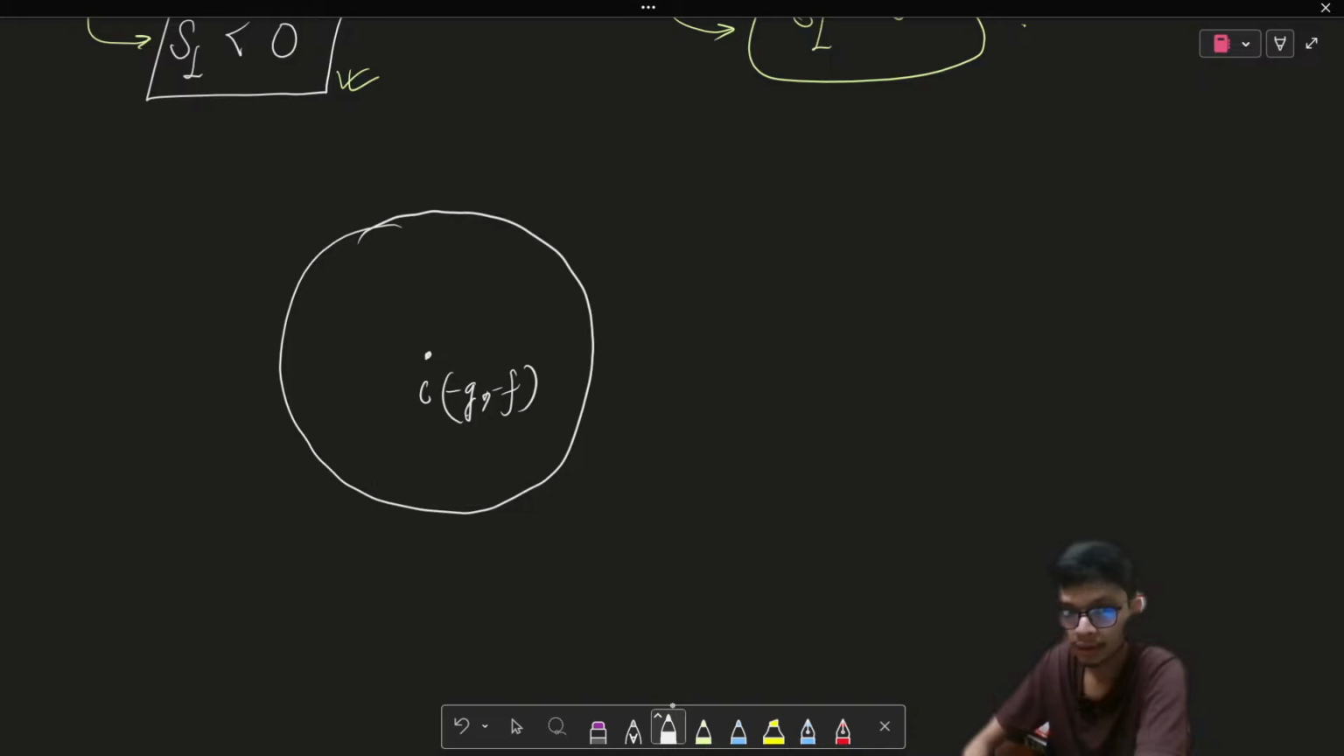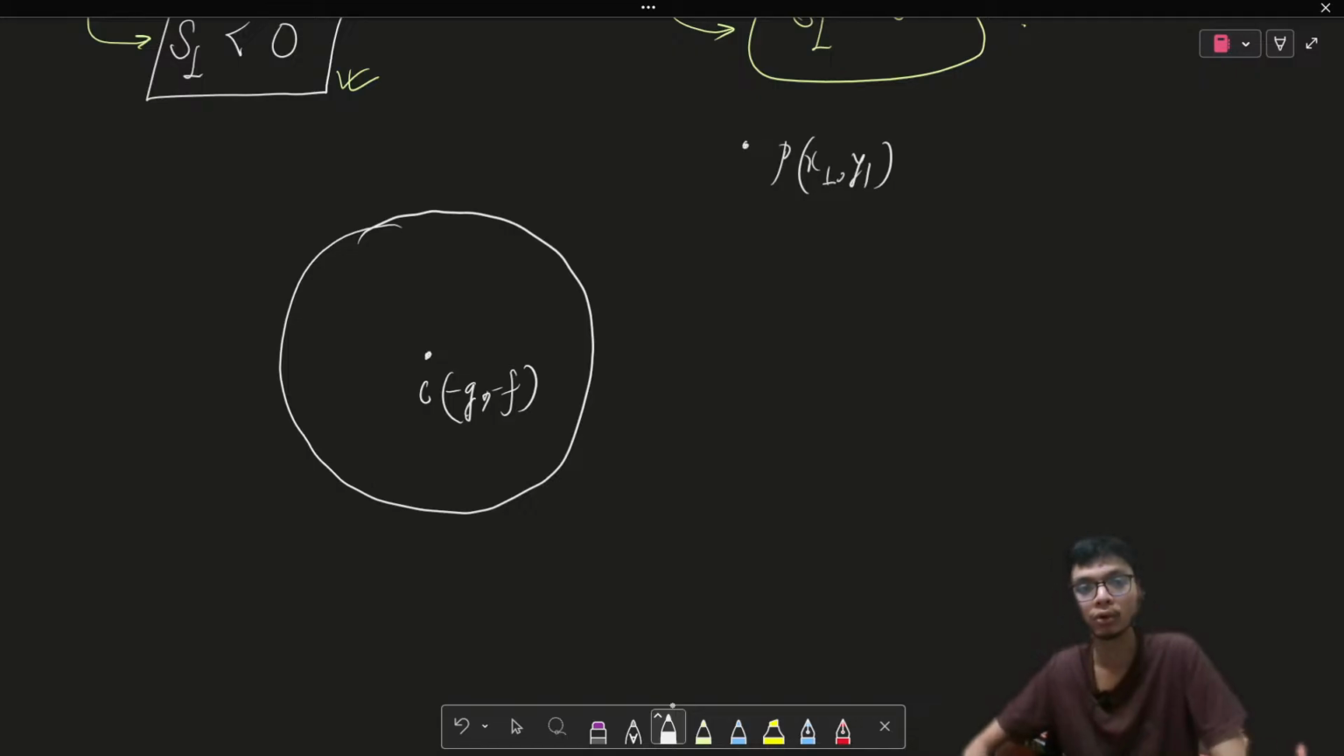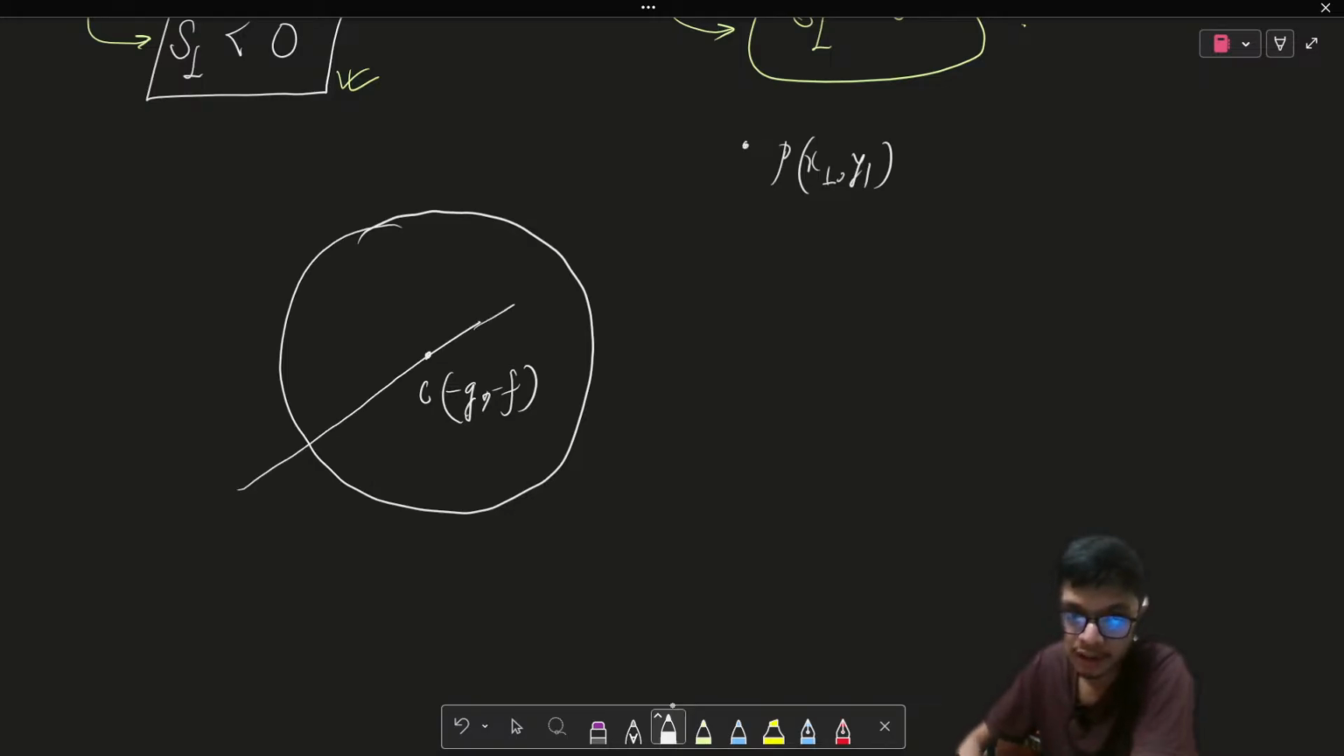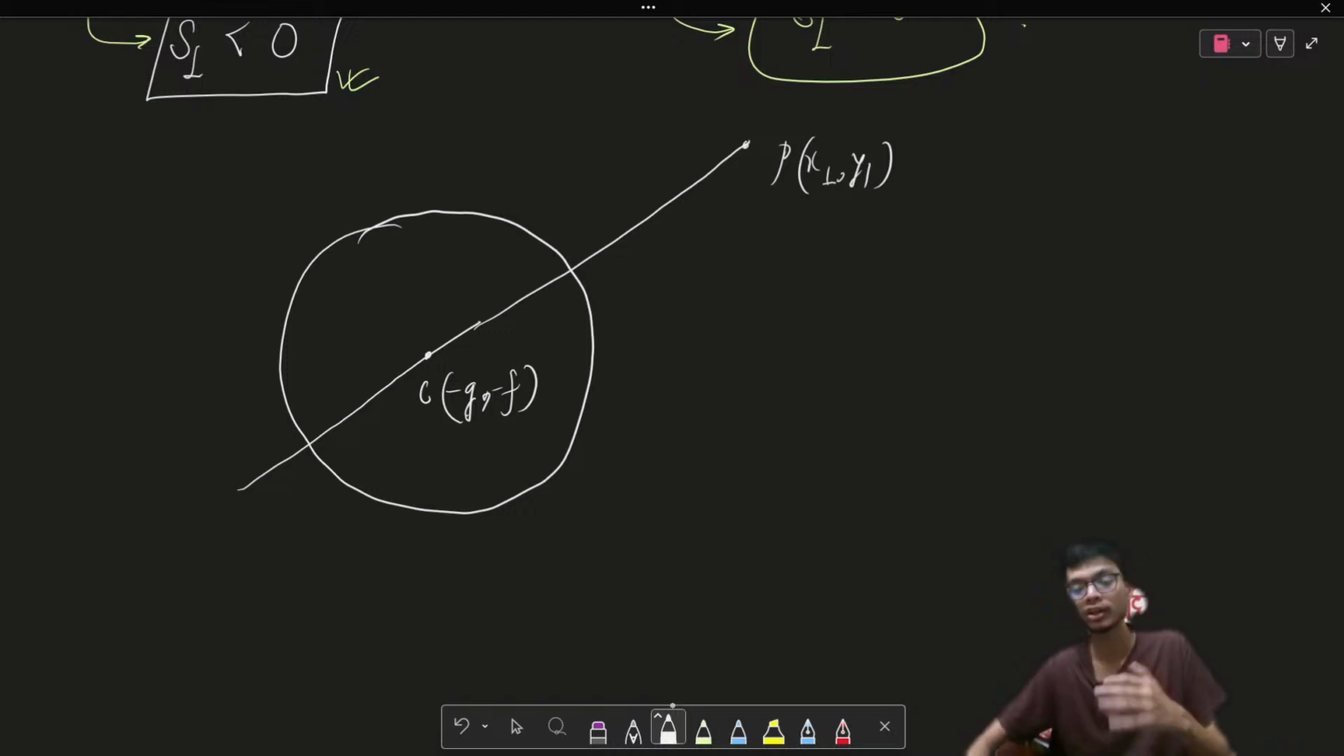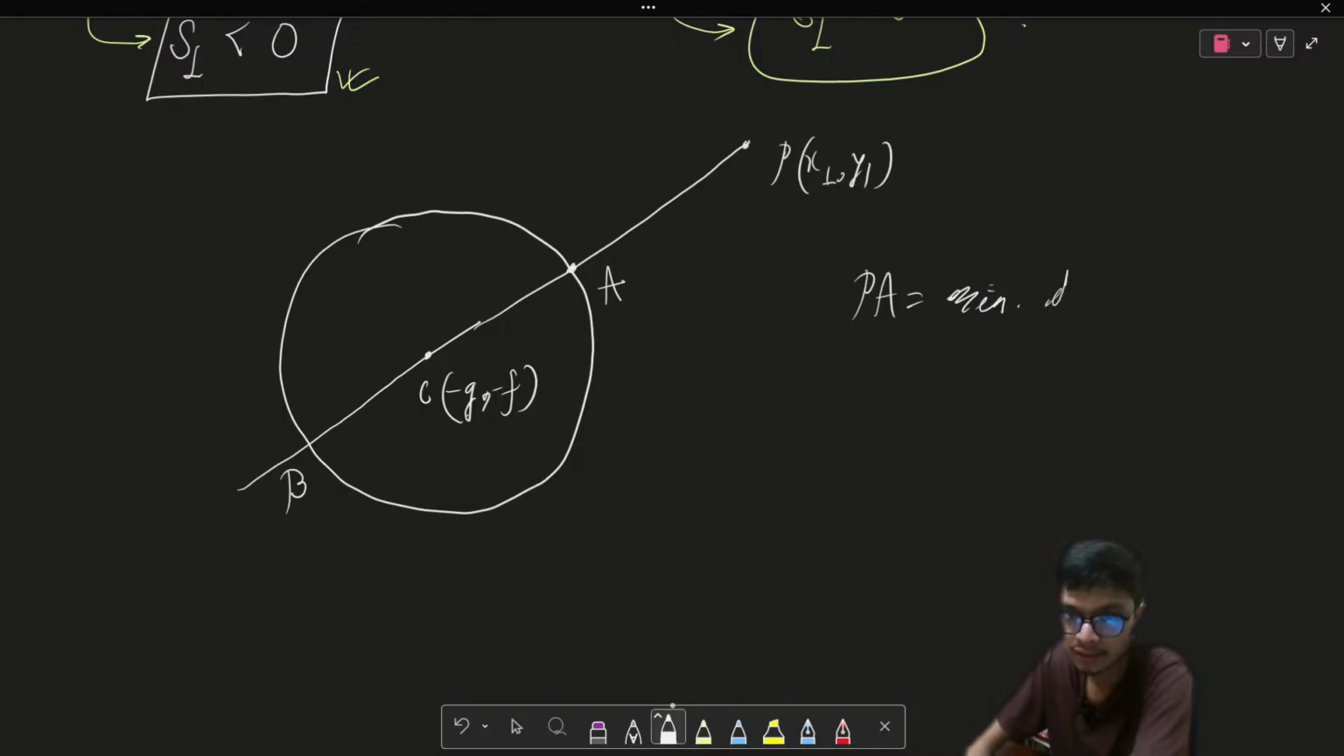If I have any point, let us say P, which is (x1, y1), then the distance of this point P from the circle that is maximum or minimum is definitely going to lie along the common normal. The common normal is obviously going to pass through the center of the circle. So in order to find the minimum or maximum distance, we have to draw a line passing through the center and that particular point. Let us call this point A, and this point B. So this PA will give me the minimum distance of P from the circle.